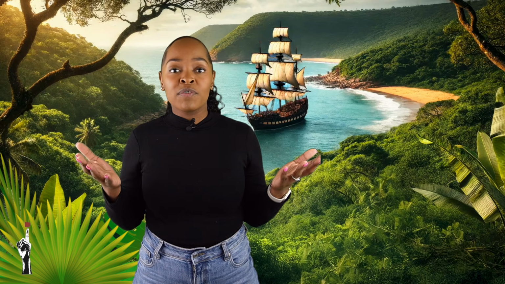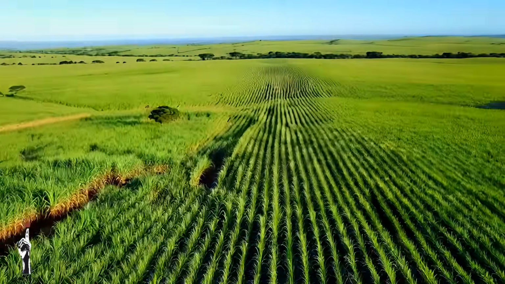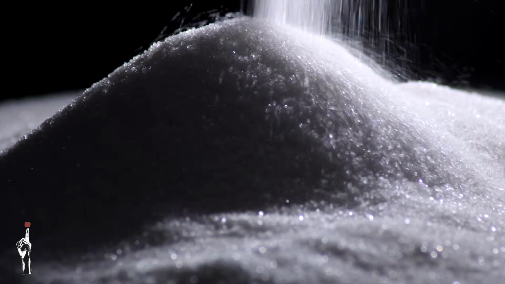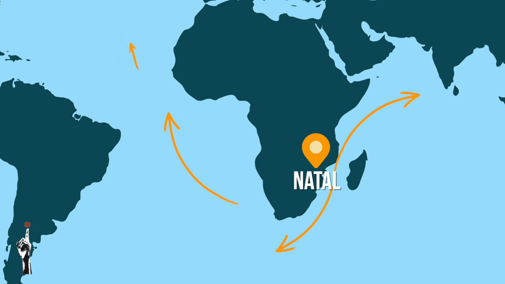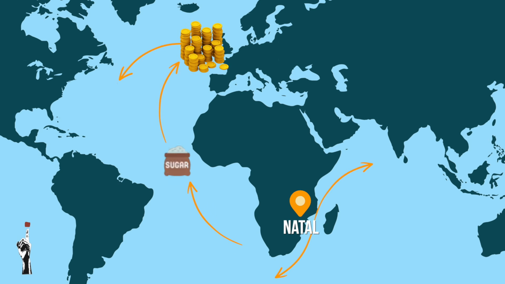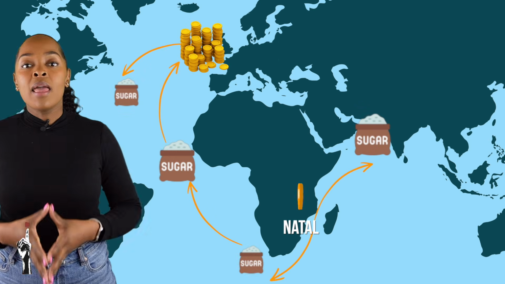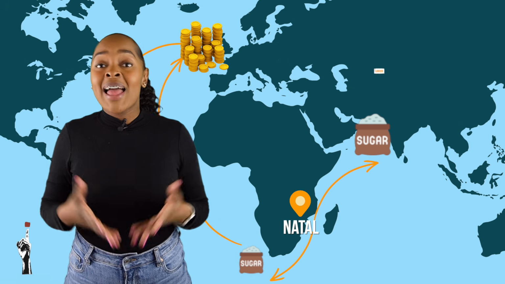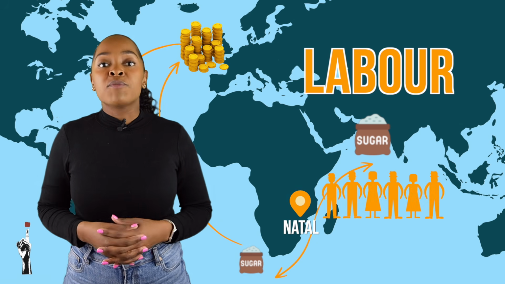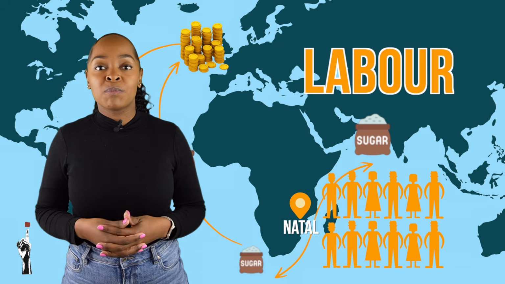So the Natal climate was perfect for sugarcane plantation, and the global market for sugar was booming. The British were able to get wealthy because of the sugarcane, which was then turned into sugar and exported to other countries. So Natal was incredibly lucrative for the British because of the export of sugar. But they had one big problem: labor. You see, sugar plantations are labor intensive and require lots of laborers.